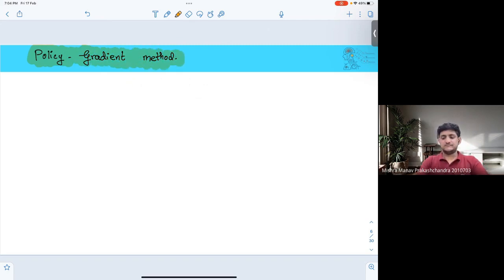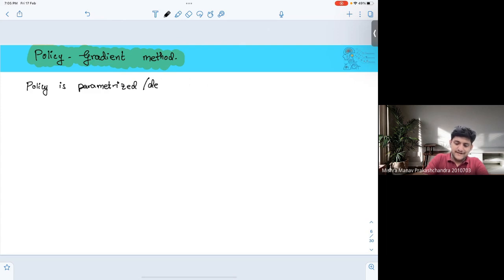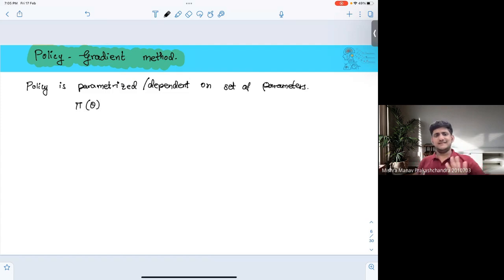Okay. So what happens in the policy gradient method? The first thing I'm doing is saying that my policy is parameterized, or dependent, on a set of parameters. So I'll say my policy pi is defined by a set of parameters, which is theta. So this is a parameterized policy.